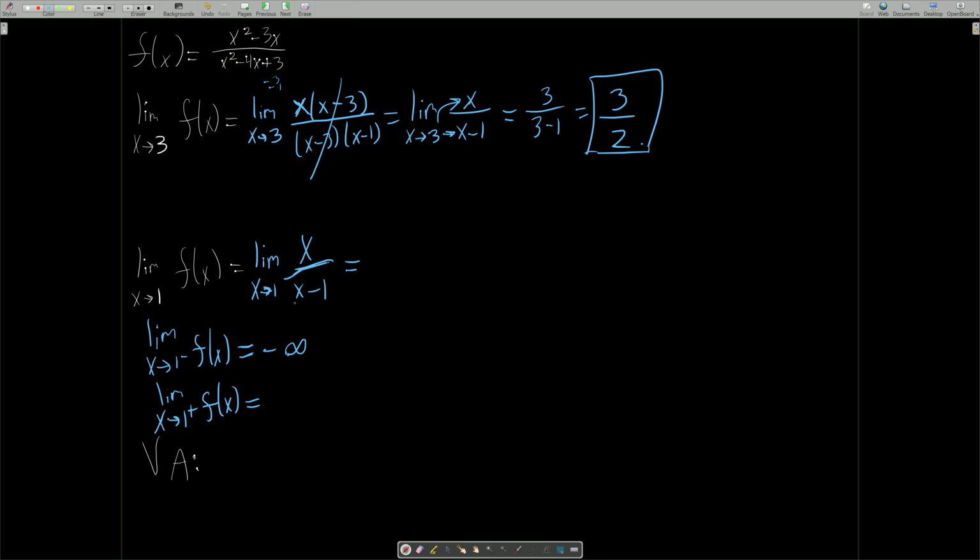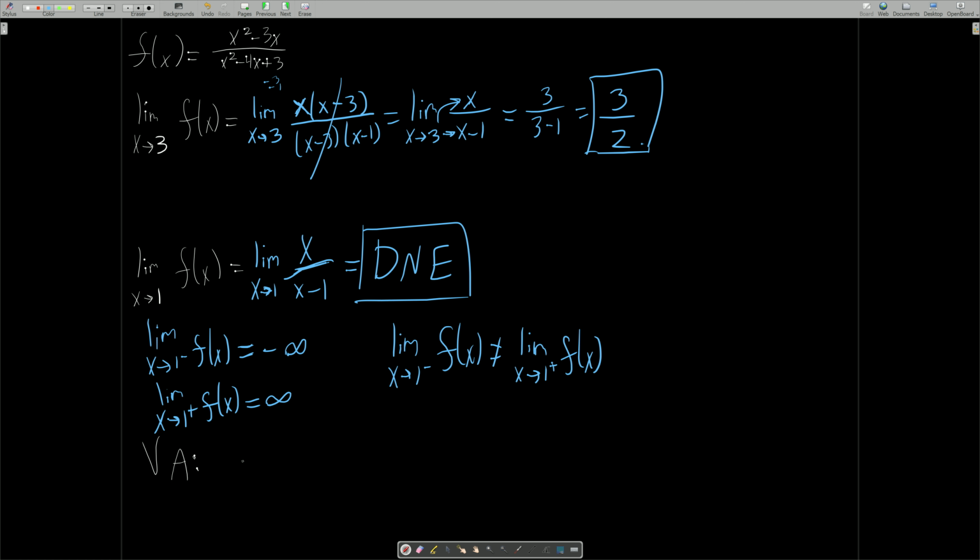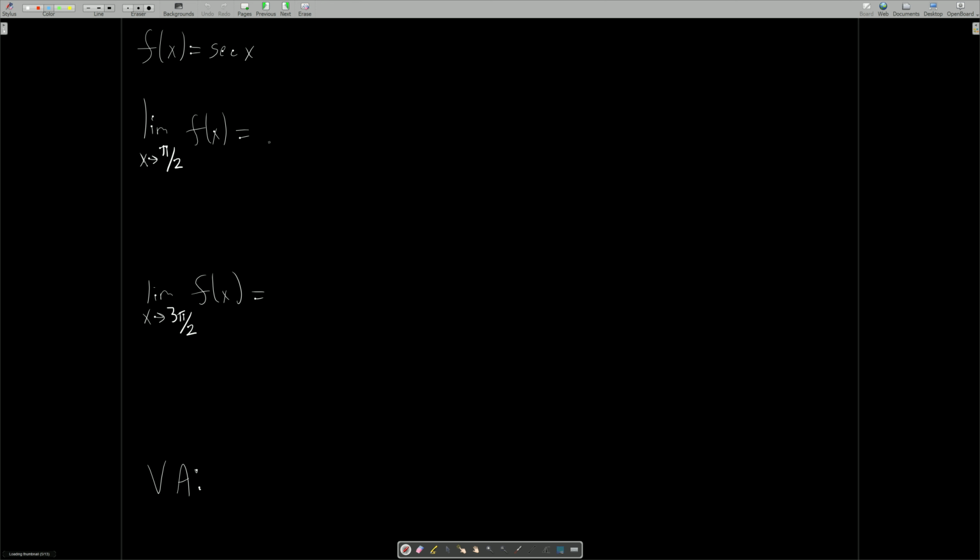Same thing for the plus. For the plus, you have 1.001 minus 1. You'll have a positive 0.001 in the denominator. So this limit's approaching positive infinity. And since the two limits aren't equal, again, then this limit does not exist. And so we can write that the vertical asymptote of this function is at x equals 1.